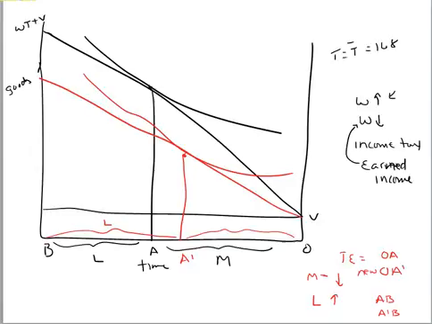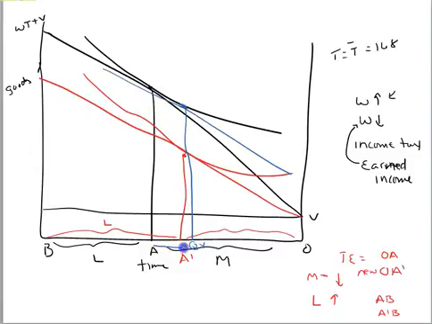So let's look at this. How do I identify my substitution effect when I have a change in the price? The change in the price of time is the wage rate. I draw a line parallel to the new budget line, tangent to the original indifference curve. This is less steep, therefore there's my parallel line. And we're going to call this Q star.